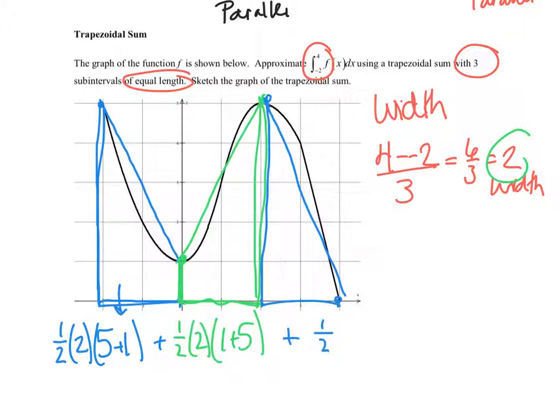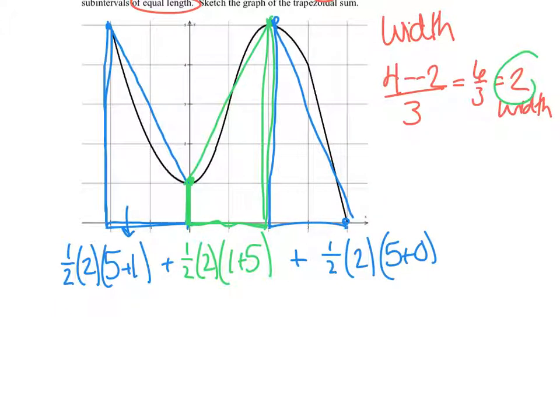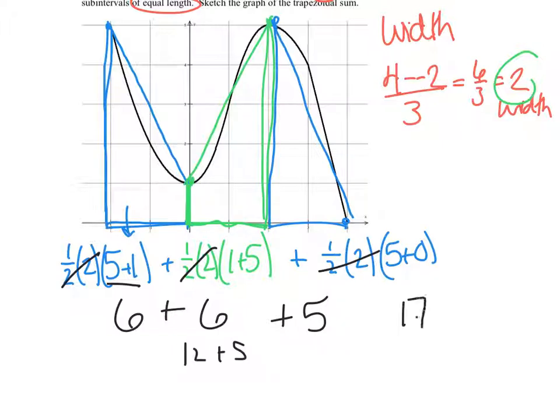So 1/2, my base times my height. Now I could treat it like a trapezoid, and I might as well do that. Again, I have a base of 2. My height on the left is 5, plus the height of 0 on the right. Or I could treat it like, as we said, a triangle. So as I check my addition here, the halves and the 2 cancel, so that's 6 plus 6 plus 5. So that's 12 plus 5. I get an approximated area of 17.